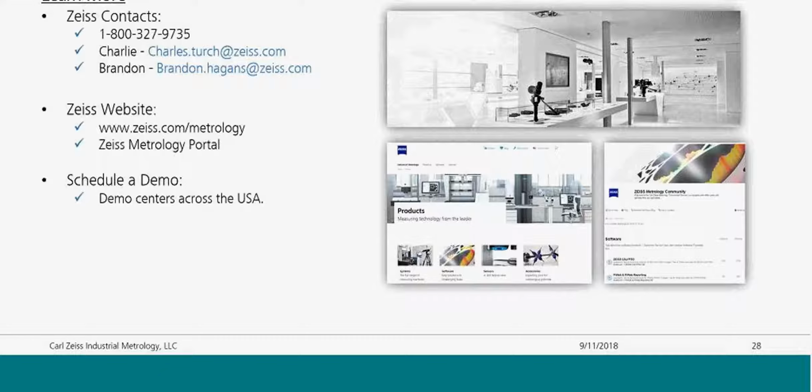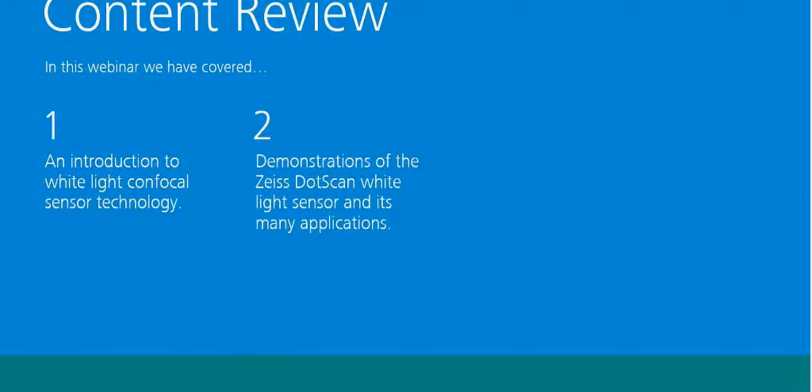We also have demo centers all over the U.S., so if you're interested in seeing one of our products, there's probably a location near you. And that's about it. So in this talk, we covered an introduction to white light confocal sensor technology, going through the theory and the technology involved in it. We also discussed the applications of the sensor, specific applications and demonstrations of the sensor's capabilities. And then we just gave you a brief overview of additional resources.